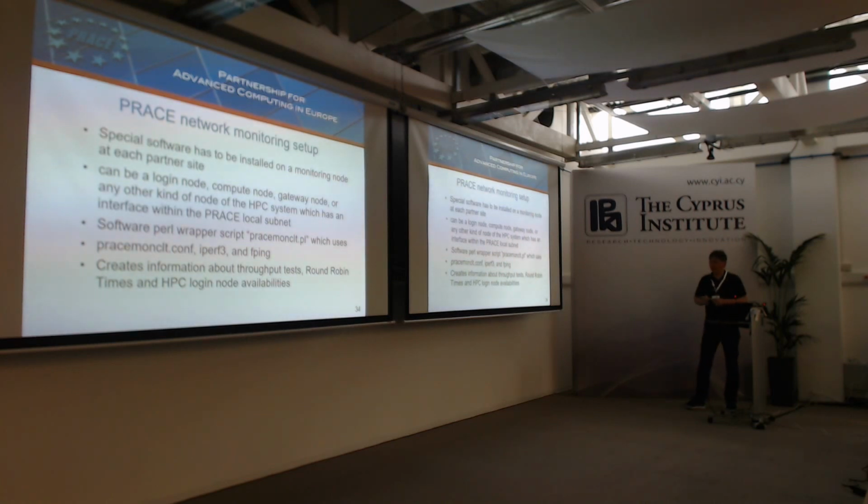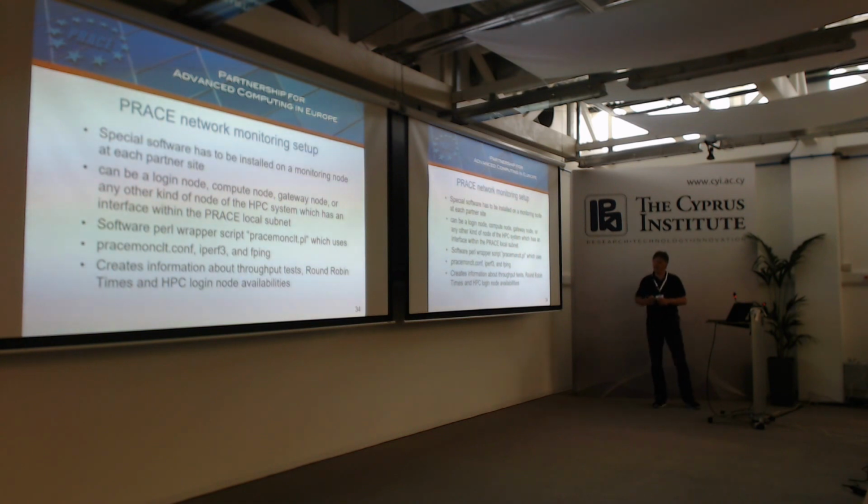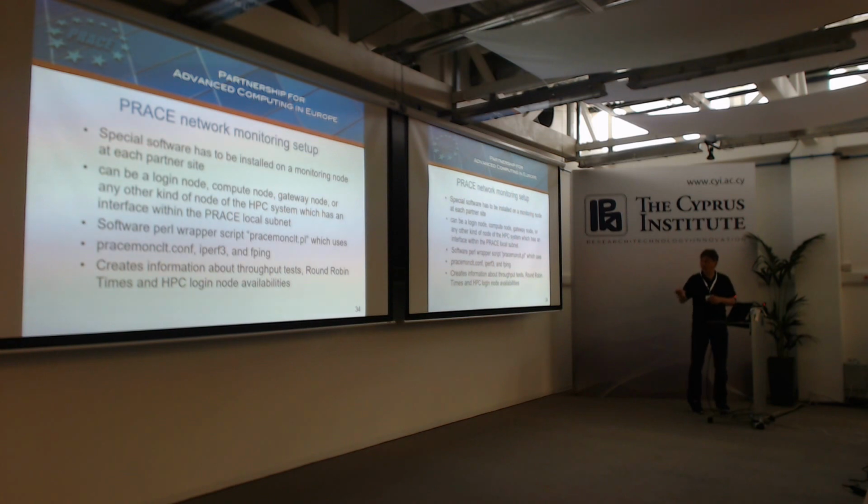The software program was PRACE1 client.pl, which uses PRACE1 client conf, HiCurve 3 and FPING. So at the end, that is a Perl program which just does this robot stuff for us. It starts running the HiCurve tests for all partners and providing log information which is displayed within this web page. It creates information about throughput tests, round trip times, and HPC login nodes.